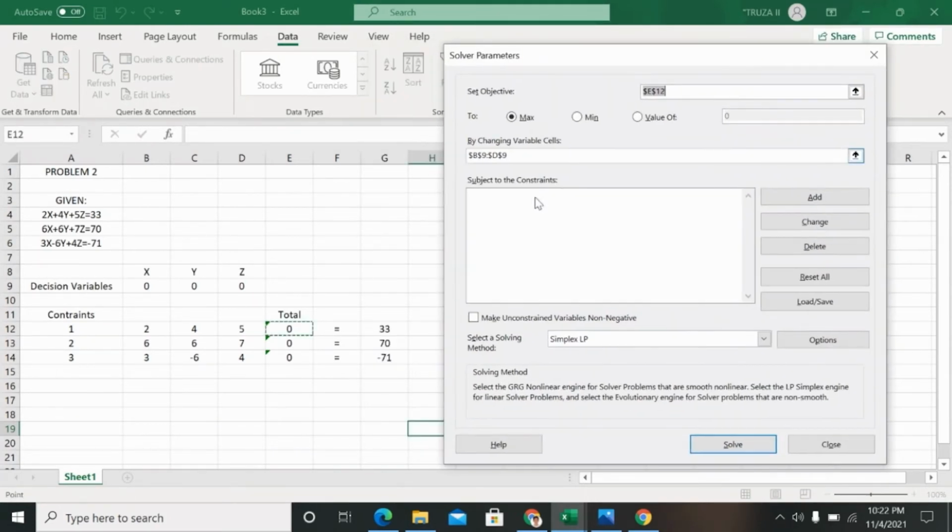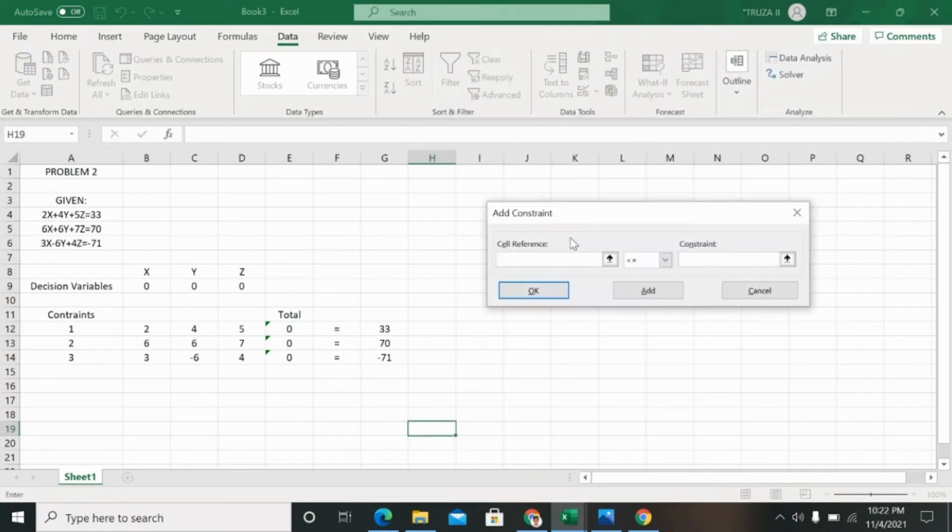Subject to the constraints, our constraint here is this one, so we add, and our cell reference here is this one. The total of constraint 1 should be equal to this one, so we click Add. And also the total of constraint 2 should be equal to this one, click Add. Then the total of constraint 3 should be equal to this one, so we click OK.